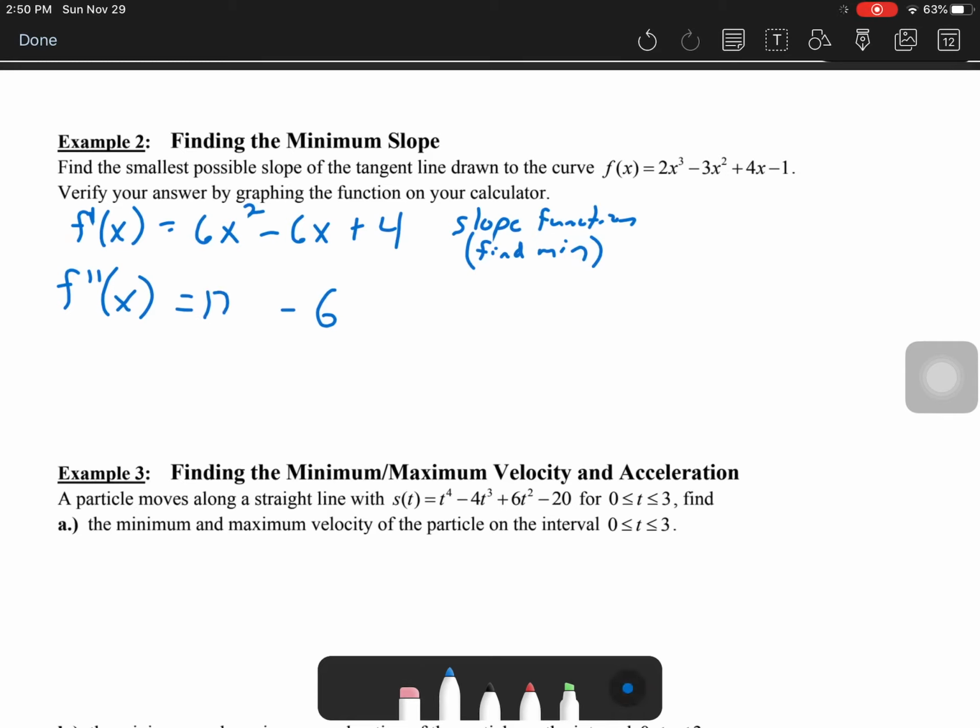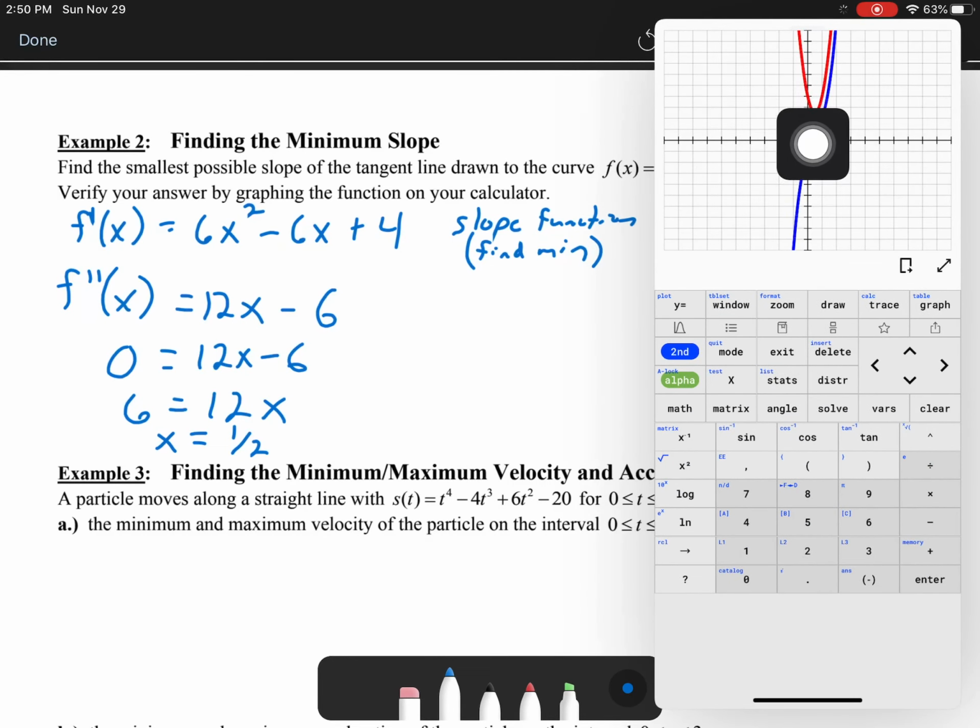Getting ahead of myself. Okay, to 12x minus 6. Now I want to set that equal to 0. So 0 equals 12x minus 6, add the 6. And I think our results will verify what we saw on the graph. If I divide that out, I get an x value of 1/2.